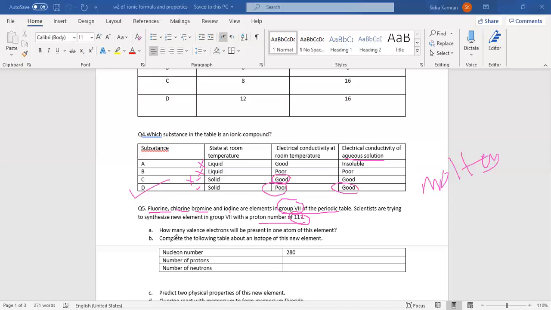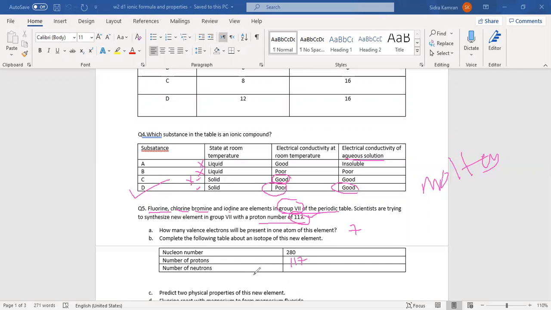Now answer these questions. How many valence electrons will be present in one atom of this element? In this element, how many electrons are in the valence shell? 7 electrons, because halogens have 7 electrons in their outermost shell. In the same way, if this new element belongs to group number 7 of the periodic table, it will also have 7 electrons in its outermost shell. Complete the following table about an isotope of this new element. As we know, this is proton number 117, so you have to write here the number of protons, 117.